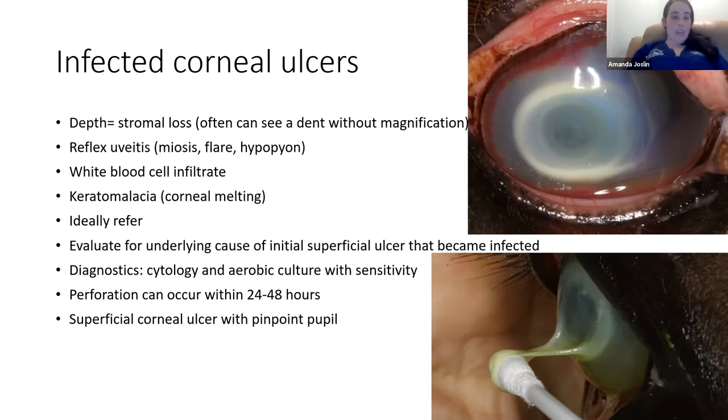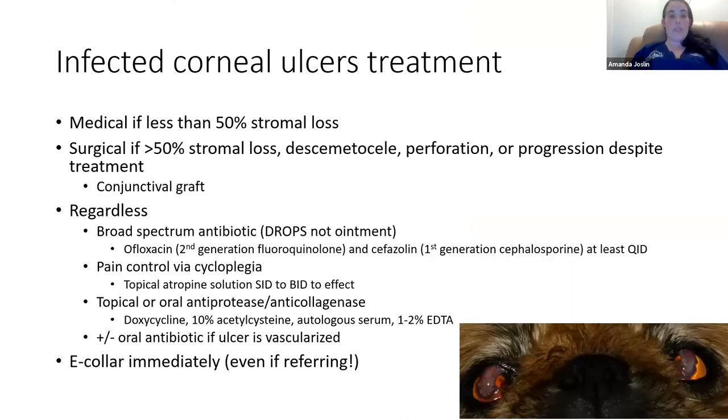I will say I really rarely do cytology, but I will typically always offer an aerobic culture if I'm not concerned about perforating the eye. But the big thing is that perforation can occur anywhere between 24 to 48 hours. The only exception to superficial ulcers not being infected is if you have a superficial ulcer but the pupil is pinpoint. That is about to be an infected ulcer, and you should treat it aggressively.